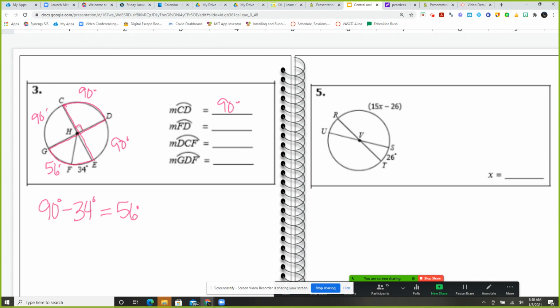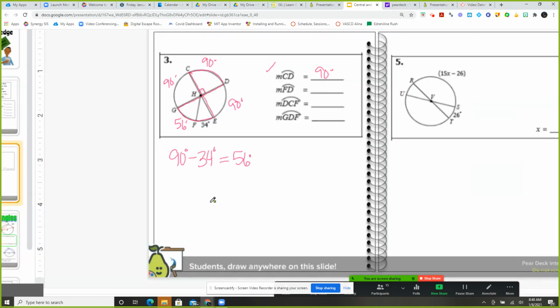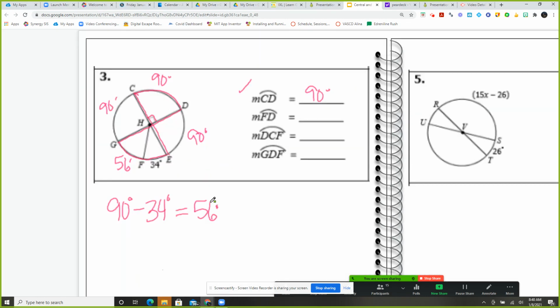So CD is 90. That's the easy one. I'm going to get a new color to do FD. So I put a dot at F and I put a dot at D, and I want to go the most direct route from F to D. If I only have 2 numbers, I want to go the most direct route. So if I go from F to D, Frank's house to Daryl's house, then I'm going to do 34 plus 90, which equals what? 124. Awesome.